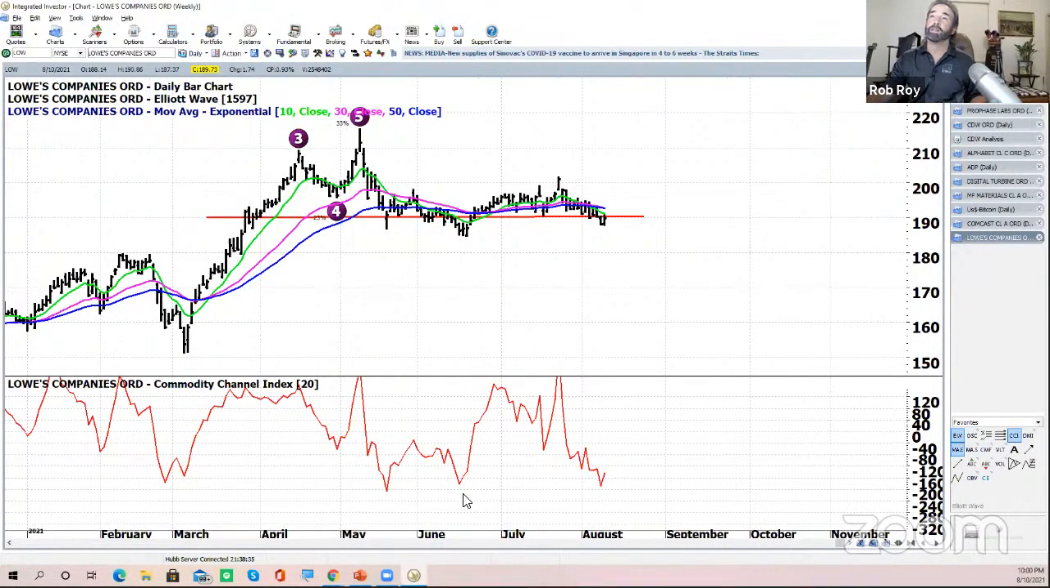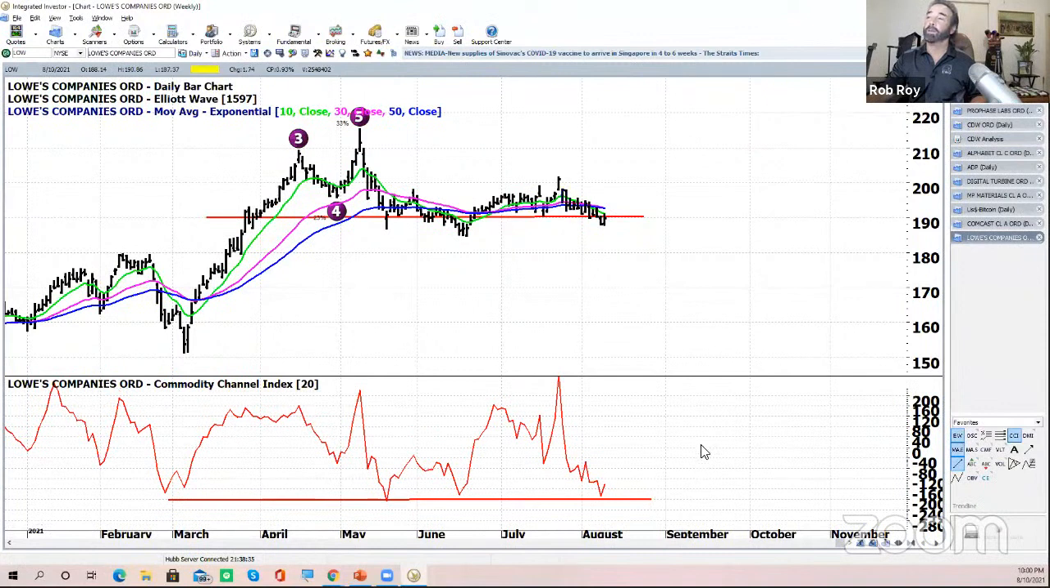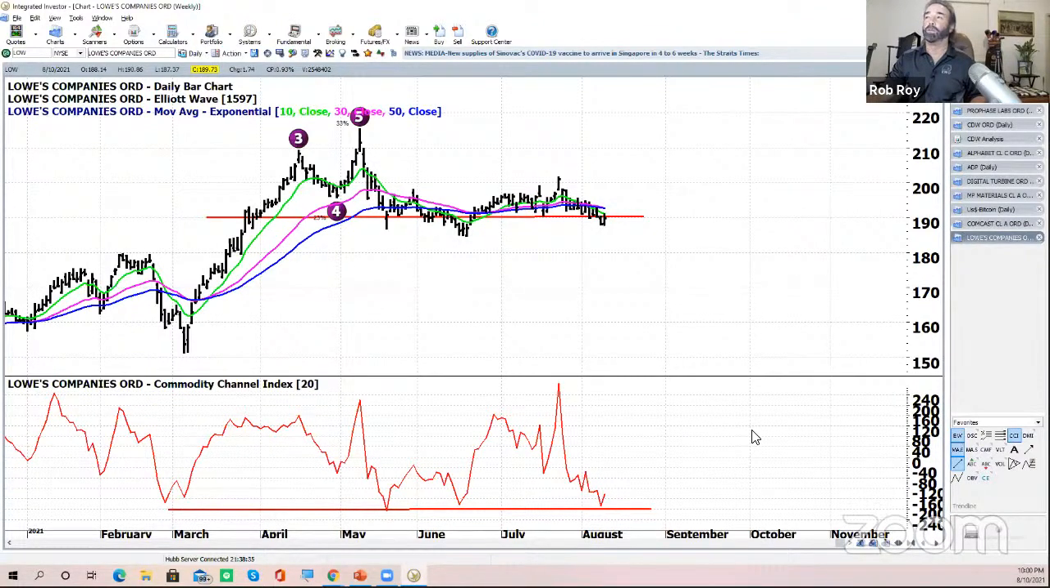Now it's down here at an extreme point to the low side, which matters for the CCI. So you take a look at that, and we could break to the upside from there. That's the most positive thing I see: the CCI at an extreme low that held back in May and June. So it may hold again.